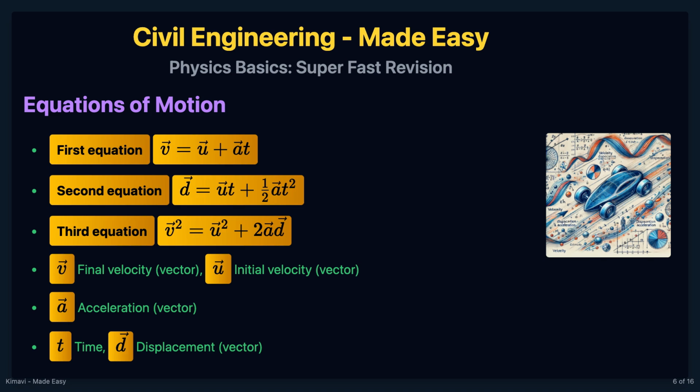Finally, the third equation is vector v squared equals vector u squared plus 2 times acceleration times vector d. This equation connects the object's velocities and displacement, showing how they are related through acceleration. Together, these three equations provide a clear understanding of an object's motion when it's under constant acceleration.